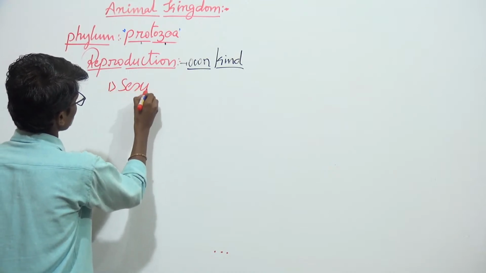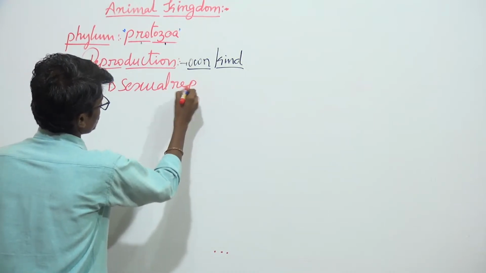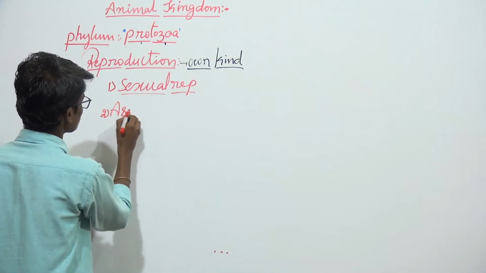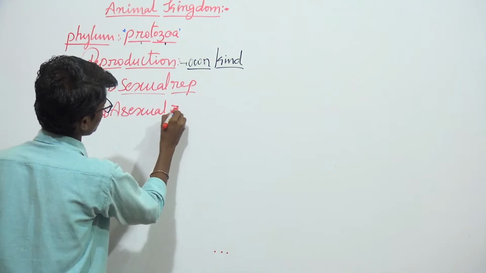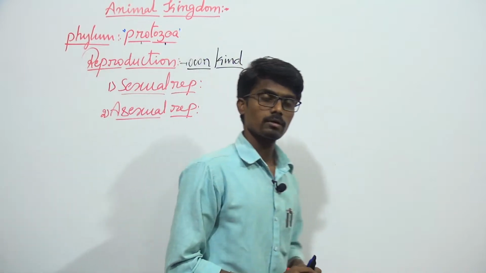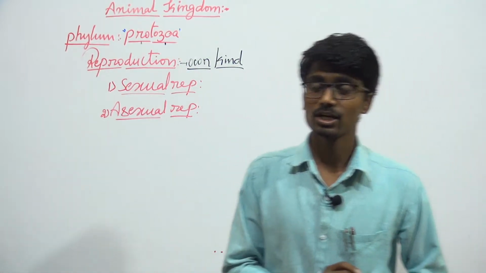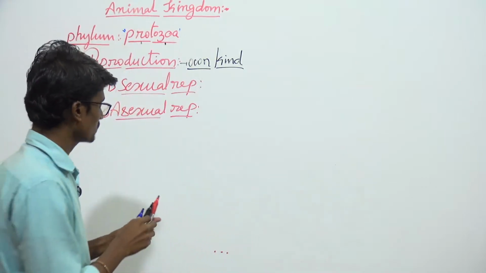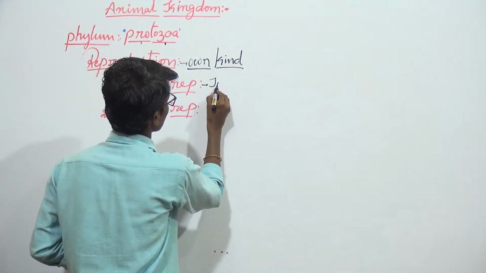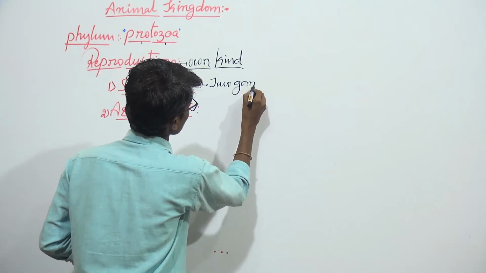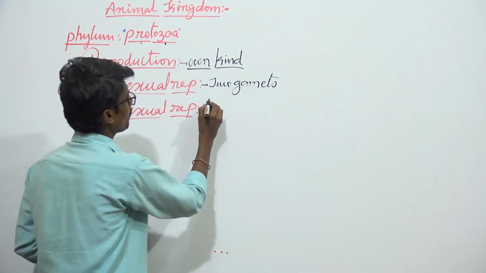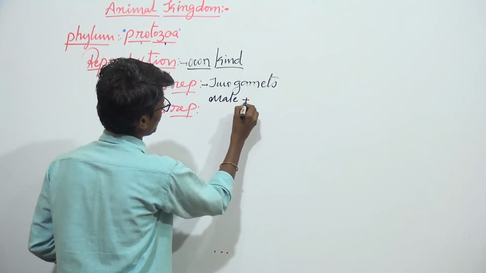One is sexual reproduction, and another one is asexual reproduction. They can reproduce both sexually as well as asexually. What do you mean by sexual reproduction? This is a kind of reproduction where there is an involvement of two gametes. There is an involvement of what? Two gametes. One is the male gamete and another one is the female gamete.